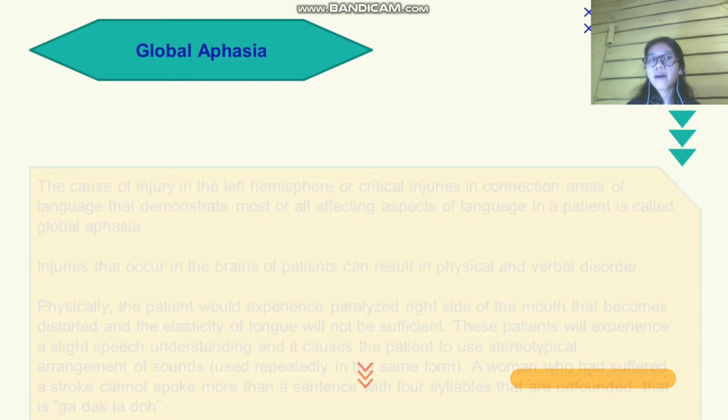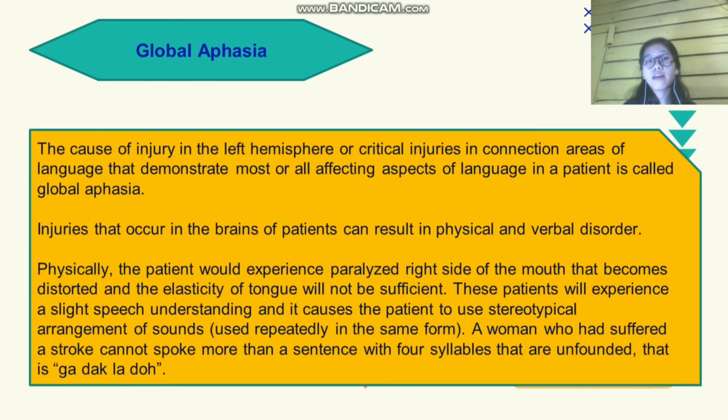Next is global aphasia. Because of injury in the left hemisphere or critical injuries in connection areas of language that affect most or all aspects of language, the patient is said to have global aphasia. Injuries that occur in the brains of patients can result in physical and verbal disorder. Physically, the patient would experience paralysis of the right side of the mouth that becomes distorted, and the elasticity of the tongue will not be sufficient. This patient will experience slight speech understanding, and it causes the patient to use a stereotypical arrangement of sounds or use them repeatedly in the same form.